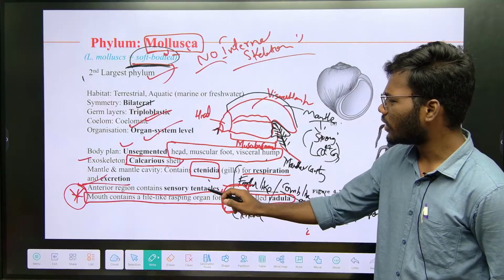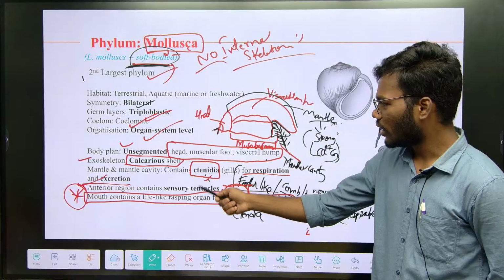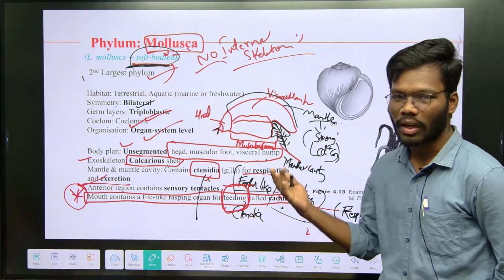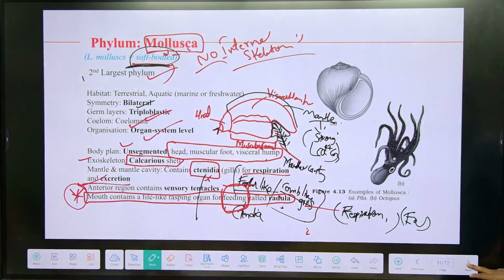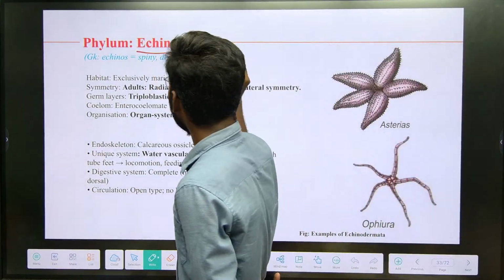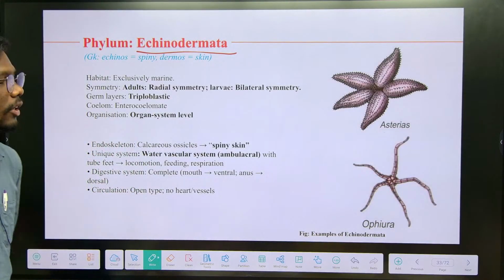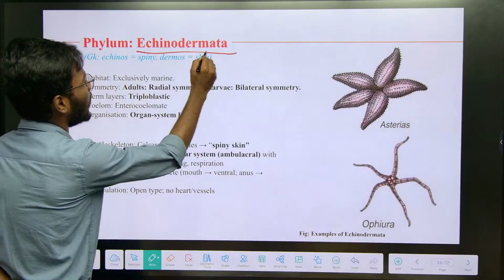There are sensory tentacles, Ctenidia also is there, calcareous shell. What is Ctenidia? These are feather-like gills or comb-like gills. Done. Coming to the next phylum, Echinodermata. So this Echinodermata is also called spiny animals.